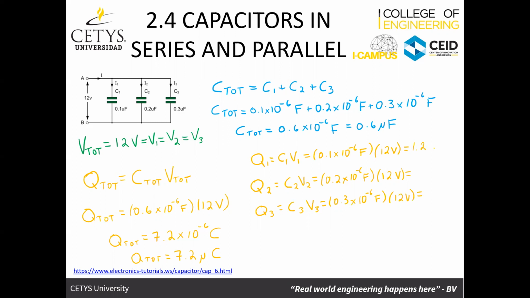This one should be 1.2 times 10 to the minus 6 coulombs. This one should be double that, which would be 2.4, right? And this would be 3.6, right?